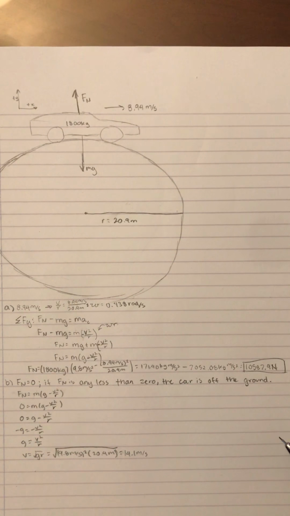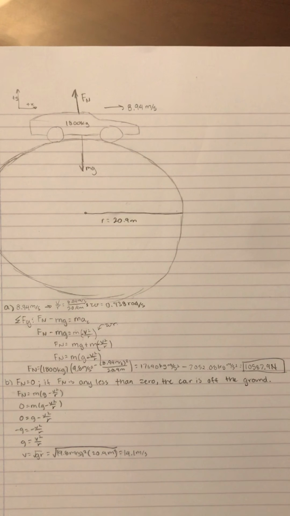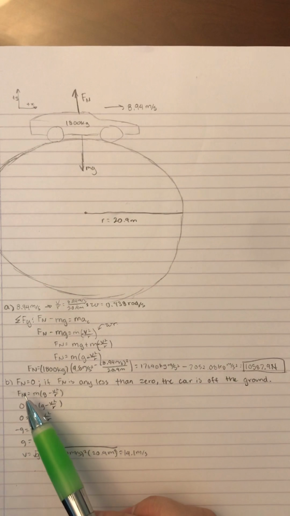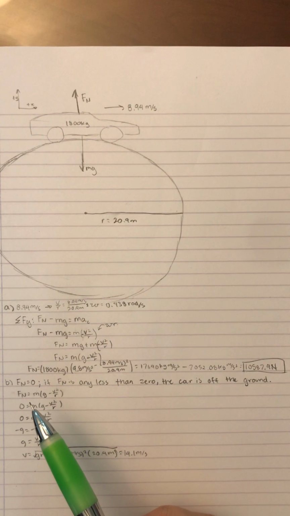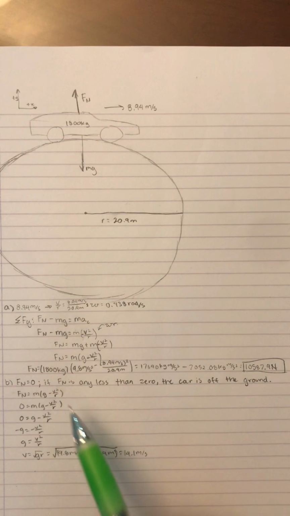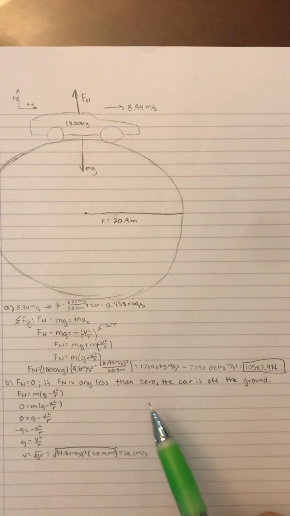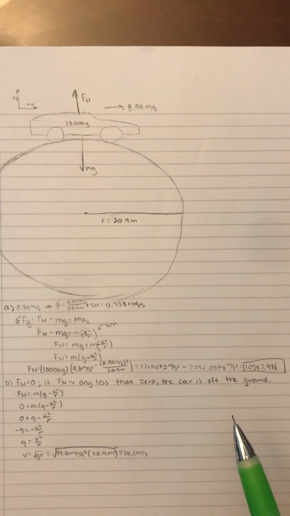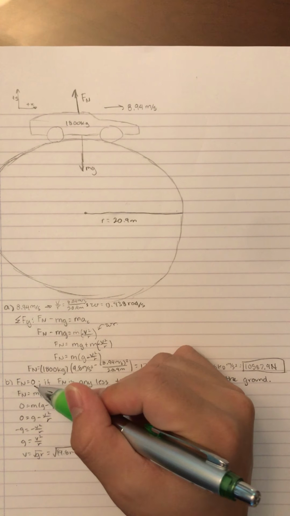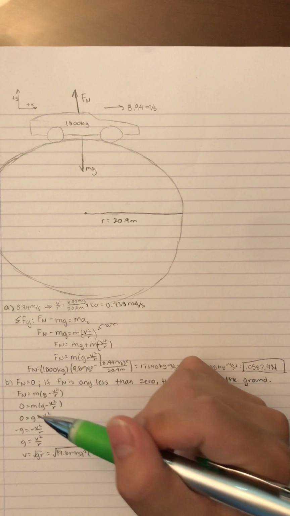Question B asks, what is the minimum speed the car can have without losing contact with the road as it passes the highest point? So if we think about this question, we know that the car will barely be off the road if the normal force exerted onto the car, or the mg that the car exerts onto the bump, is 0. If the normal force is any less than 0, then that means the car is off the ground. Or not any less than 0, but 0 is where the car would basically be barely touching the ground.